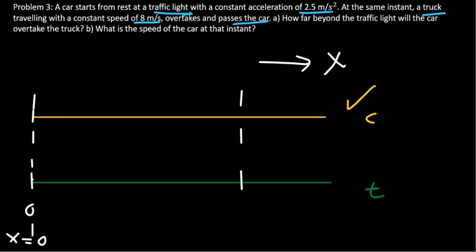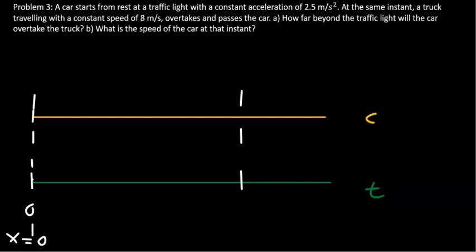The yellow represents the motion of the car, and the green represents the motion of the truck. Of course, keep in mind they move along the same line. Of course, I'm representing one on top of the other to facilitate the writing of the equations. What we are interested in is how far beyond the traffic light will the car overtake the truck, and what is the speed of the car at that instant.